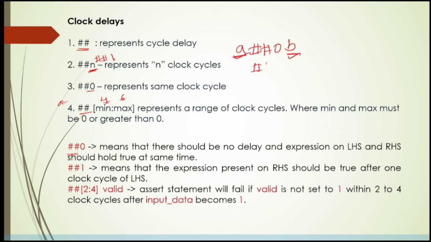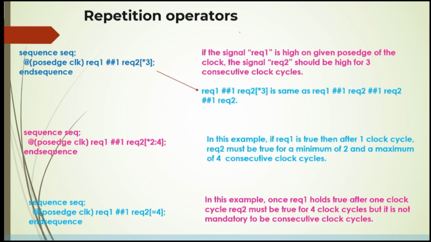If it is ##1, that means after the expression on one side is completed, then the other thing should take place. Clear? Now 2 to 4 means within the range. That means after the first thing is checked, then within 2 to 4 clock cycles the second input should be high. Clear? Yes. So in this way, if you want the same thing to happen for some 4 or 5 clock cycles, then how can you do it?